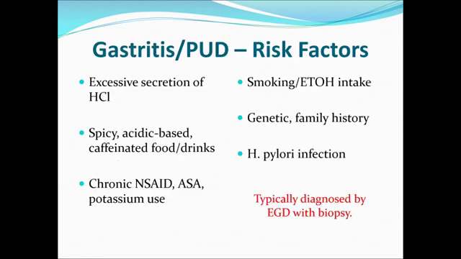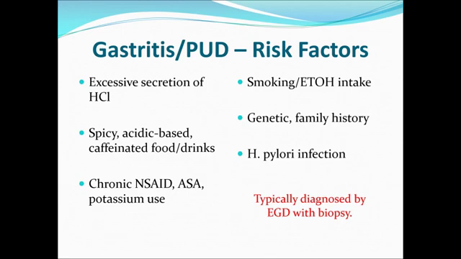So, risk factors for gastritis and peptic ulcer disease. Conditions that cause excessive secretion of hydrochloric acid. There are some actual genetic disorders that cause this. I forget what it's called. It begins with a Z. Zollinger-Ellison or something like that syndrome, where there's just excessive secretion of hydrochloric acid.